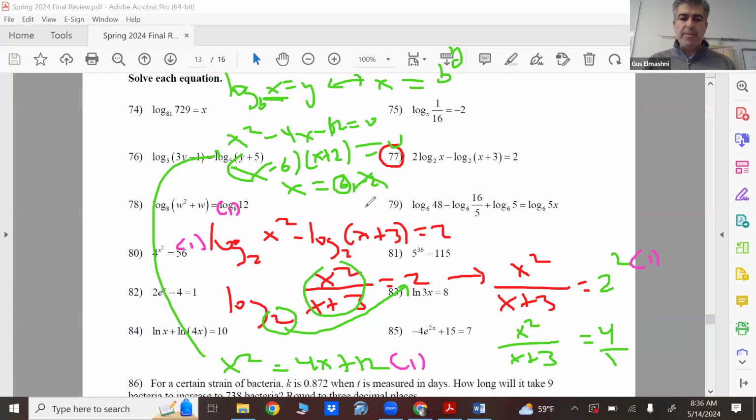Cross multiplying worth another point. And then doing the factoring and solving. So probably something like this would be worth about 6 points, I'd say. That's kind of fair. Just showing all the steps to be very clear about that.